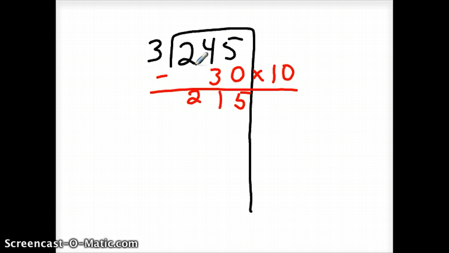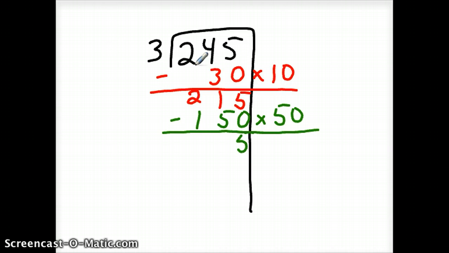So I want to see if maybe I can make a more efficient jump and take more groups of 3 out than just 10. And I know that 5 times 3 is 15, so 50 times 3 would be 150, and I have at least 150 left here. So I'm going to take that 150 out.